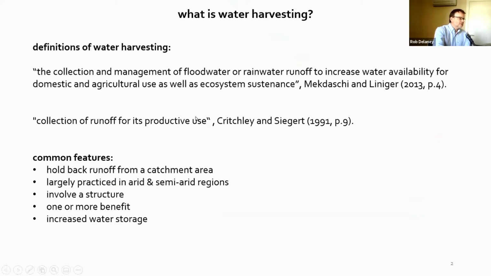There are different techniques, different structures when it comes to water harvesting. They all have something quite in common, and they all hold back runoff. They all have a catchment area from which the runoff originates, and it's largely practiced in arid and semi-arid regions. Like I said, they all involve a structure of some kind. Go into that more later on. They all have a benefit, or at least one benefit, and they all lead to increased water storage.